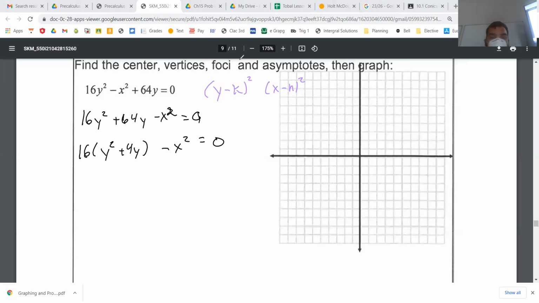Next thing, I'm gonna have to add a C value. Whatever C value I add here, I'm gonna add 16 times that C value, because there's 16 outside. You have to make it balanced. So technically 16 would distribute to what's in there.